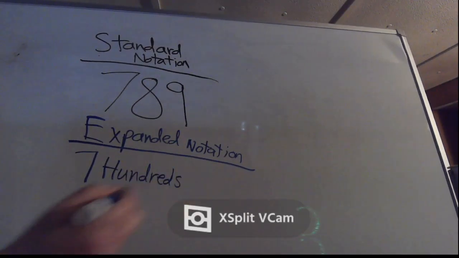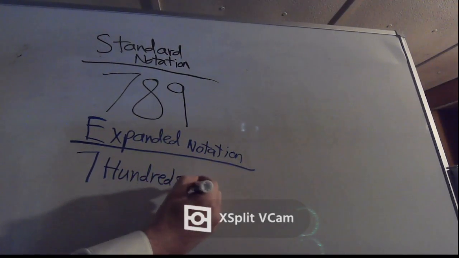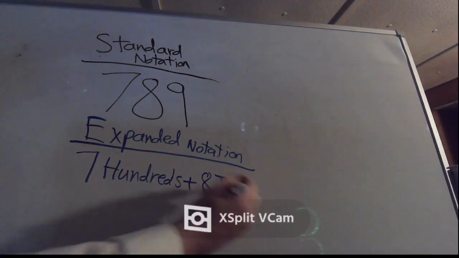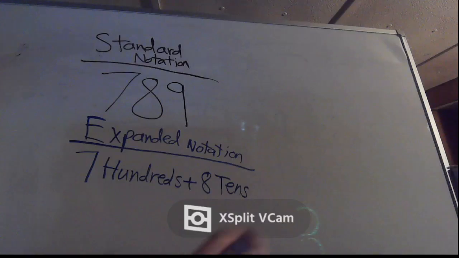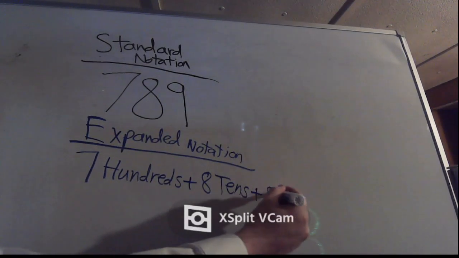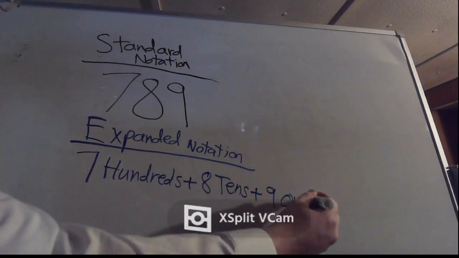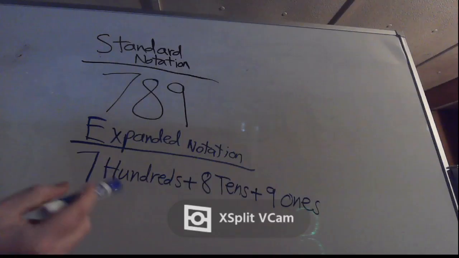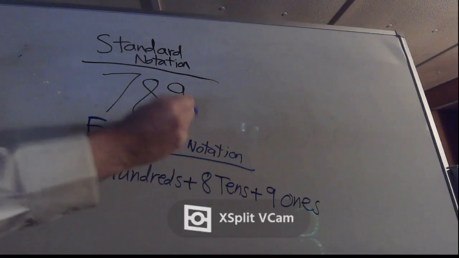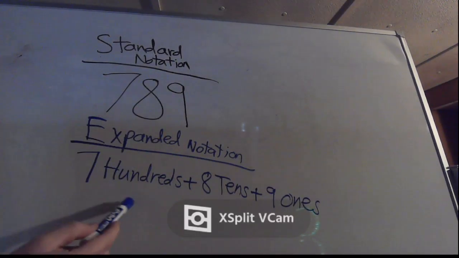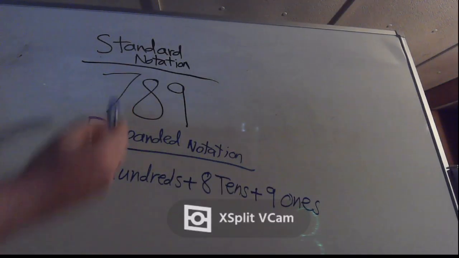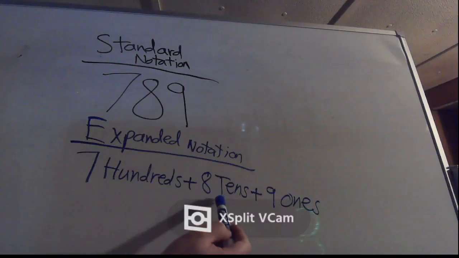So you have 700s plus 8 10s, because you have 8 in the tens column, plus 9 ones. Hope you can all see that. So again, 700s, 8 10s, 9 ones, because that's the place that they're in. So you would write the number that comes in that column, then what it is: hundreds, tens, ones.